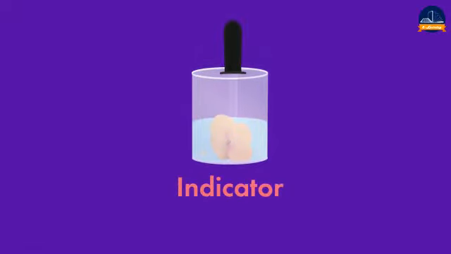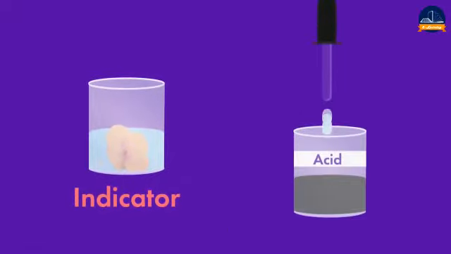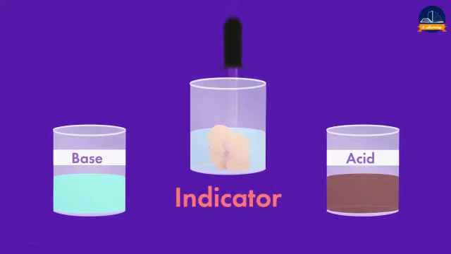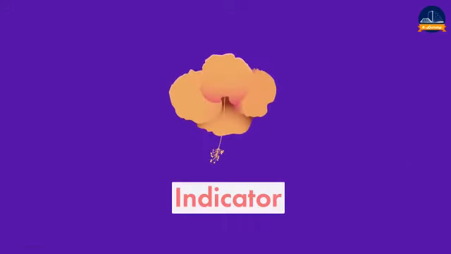This solution can be used as an indicator when drops of it are added to an acidic solution. Then the color of the solution changes to magenta red. However, when added to a base, the color of the base changes to green. The solutions change color in very little time, and that is how we use China rose as an indicator.